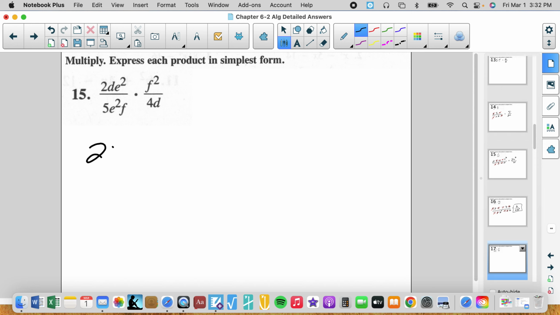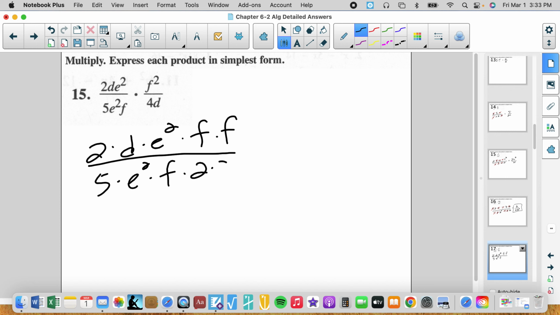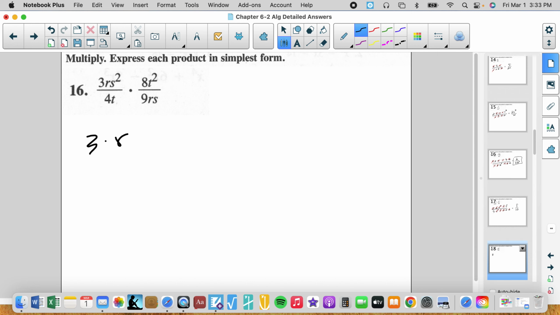So 2 times d times e squared times f over 5 times e squared times f times 2 times d. The 2's will cancel, the d's will cancel, the e squares will cancel, the f will cancel, and that's it. So we're left with an f in the numerator and a 5 times 2, which is a 10. 5 times 2. That's it. F over 10.